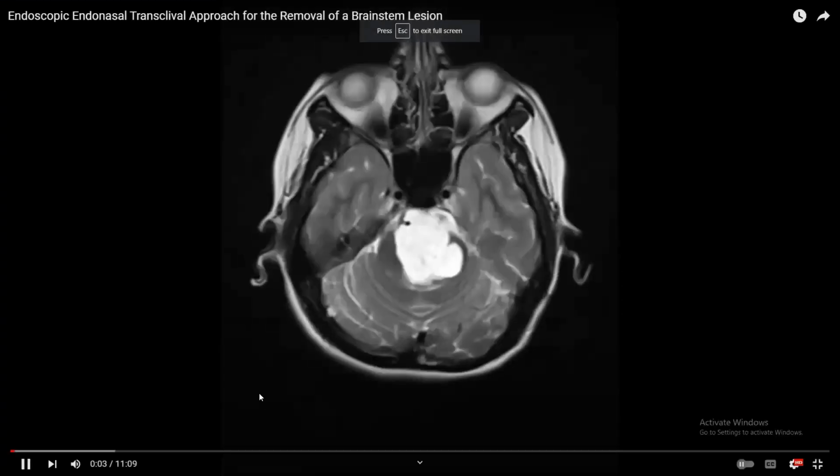You can see a case. This is a case where we recently did this. Patient had 9th, 10th, 11th palsy. Patient had quadriparesis. And you can see the basilar is completely displaced to the right. And then you have the brainstem completely around it.